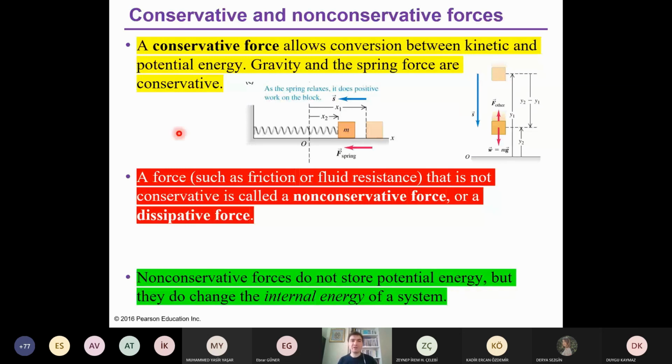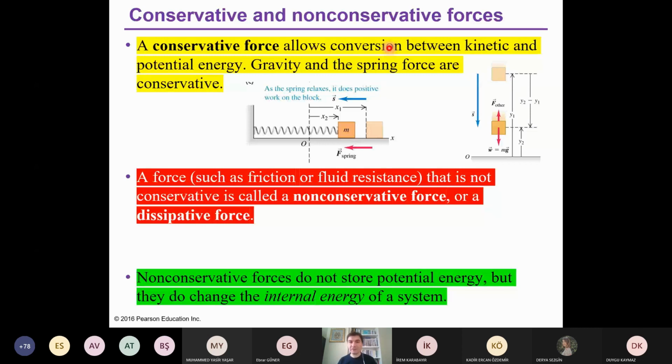Good morning, everybody. Today we will continue with conservative and non-conservative forces. First of all, we will learn what is the difference between conservative and non-conservative forces. Then we will learn how to deal with these non-conservative forces in terms of energy. And we will finish with the force-energy relation and energy diagrams.